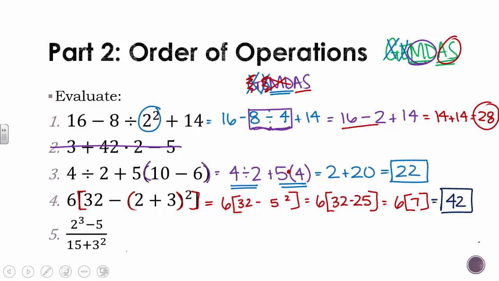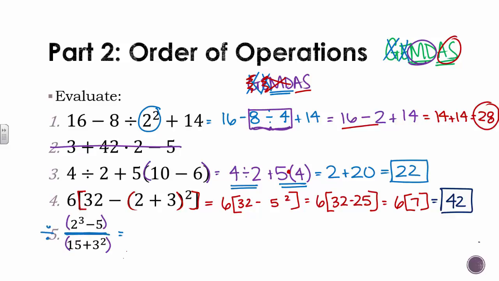All right, number 5, the last one. So one thing that's kind of understood in math that we're a little too lazy to write down is anytime you have a fraction, the stuff on top is grouped together and the stuff on bottom is grouped together. So let's treat those separately because basically this symbol right here means division.